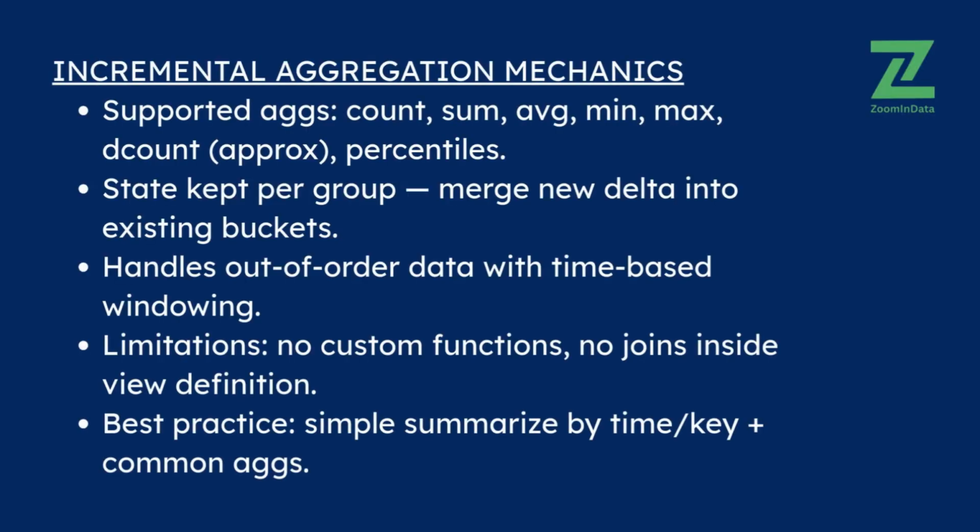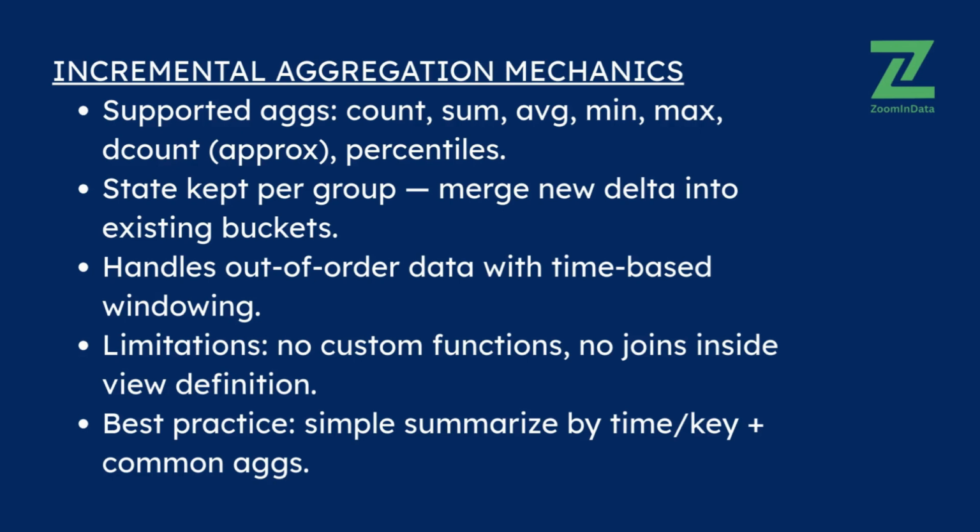Incremental aggregation is the engine that powers materialized views. Supported aggregations include count, sum, avg, min, max, dcount, approximate percentiles, anything that can be merged incrementally. KQL keeps state per group. When new data arrives, it computes delta aggregates and merges them into existing buckets. It handles out-of-order ingestion with time-based windowing, e.g., bin by hour.